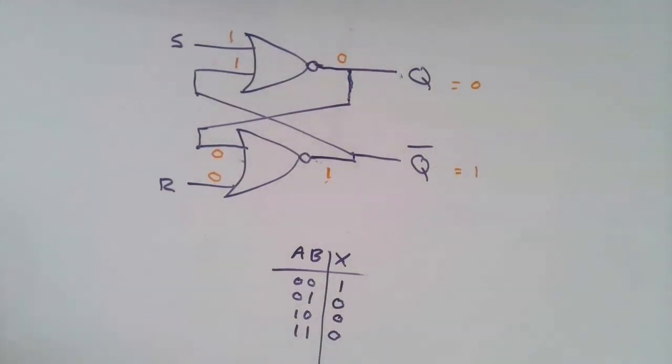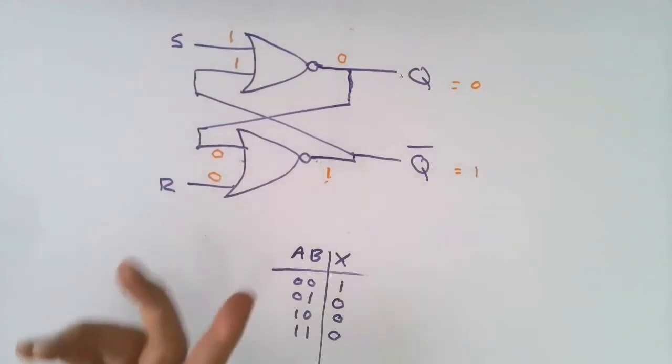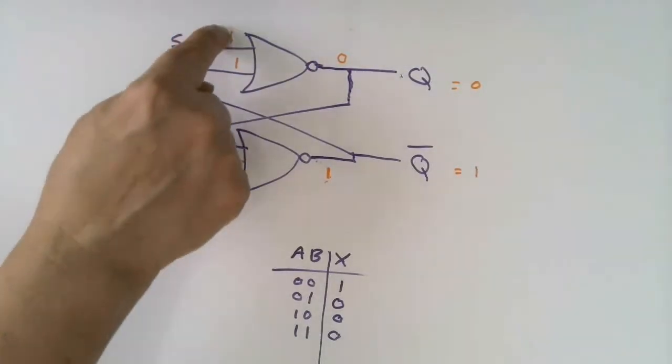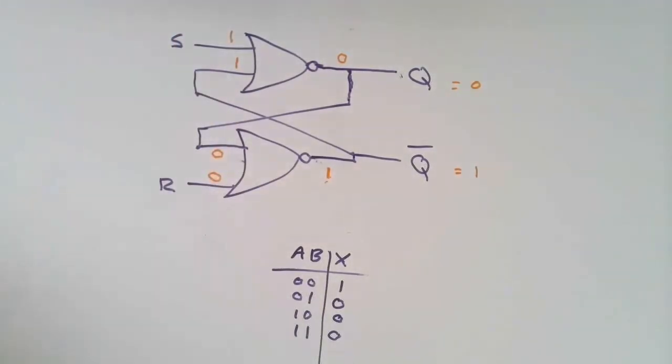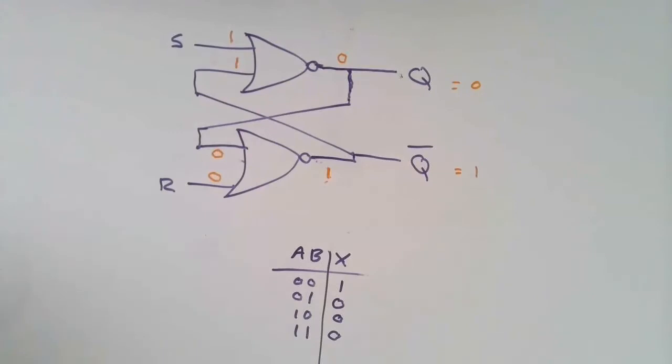So I'll let you kind of go through the rest of the options here. For example, if we set R to 1 and leave S at 1, what happens? Or if we set S back to 0 and R to 1. Going through this exercise is kind of fun because you can actually see how the signals propagate back and forth. But this is basically what's required to make a 1-bit memory device.